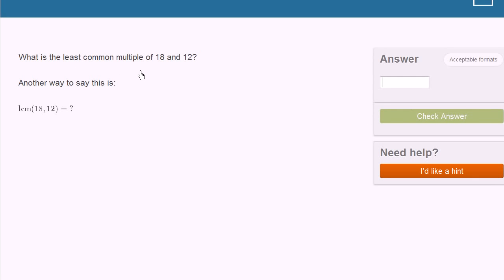What is the least common multiple of 18 and 12? They just state this with a different notation. The least common multiple of 18 and 12 is equal to question mark. So let's think about this a little bit. There's a couple of ways you can think about it. Let's just write down our numbers that we care about: 18 and 12.